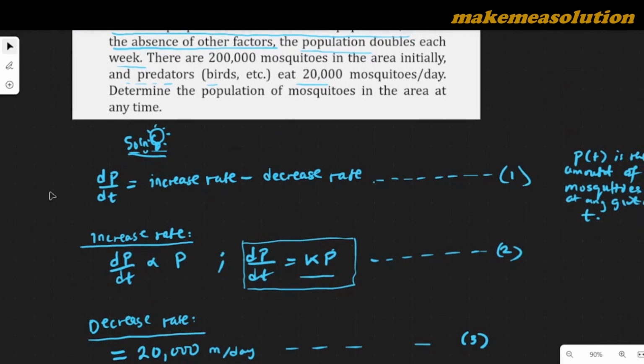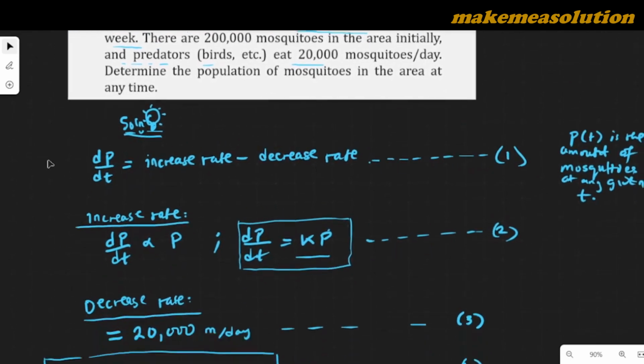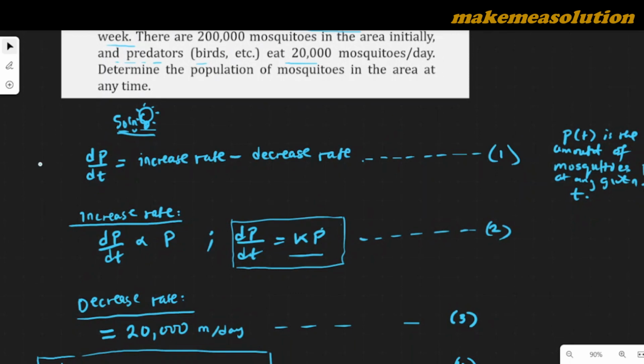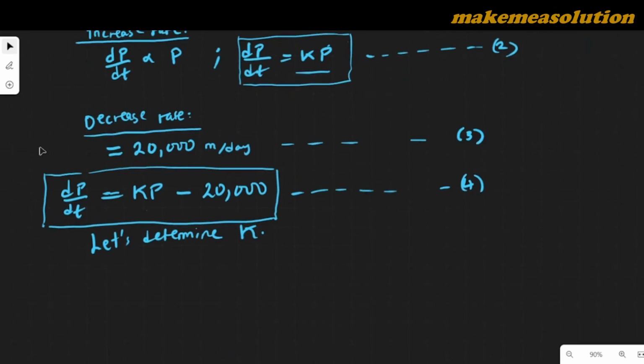So we are going to use this ideal case, according to what the question tells us here, that in the absence of other factors, the population doubles each week. We are going to use this simple statement coupled with equation 2 to determine the value of k like this. So from equation 2 we have that dP/dt is actually kP. Okay, so if you separate the variables, you have 1 over P dP is equal to k dt.